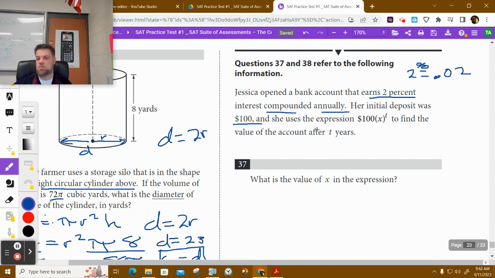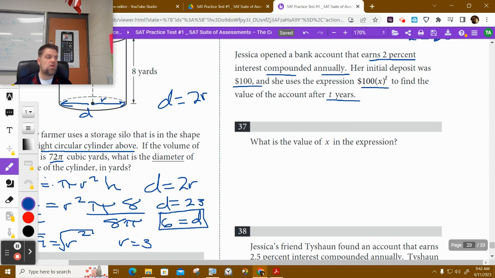Her initial deposit is 100, and she uses the expression 100 times x raised to the t to find the value after t years. It says, what is the value of x? Well, we have to think about that. What goes in that parentheses?